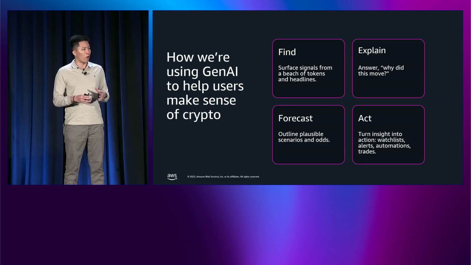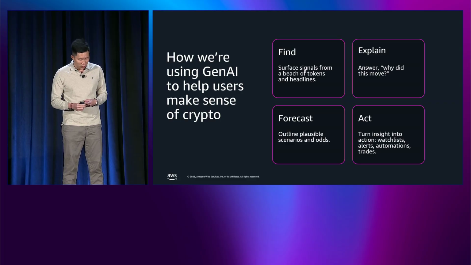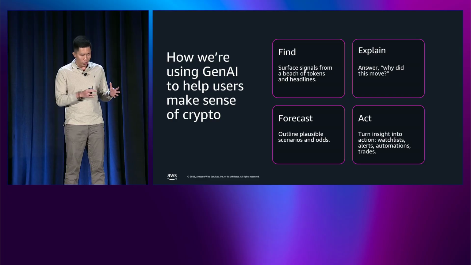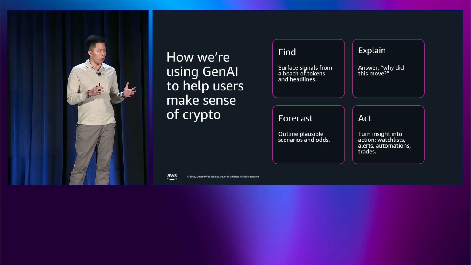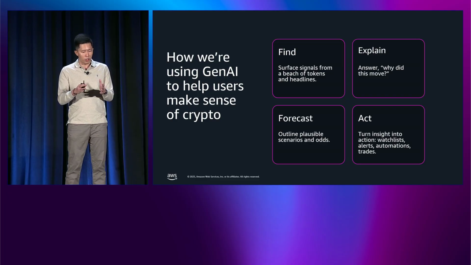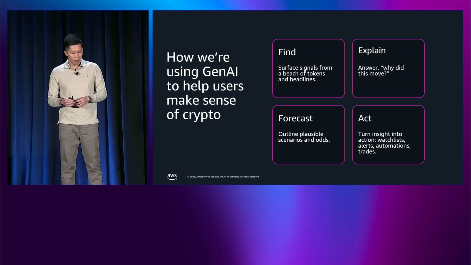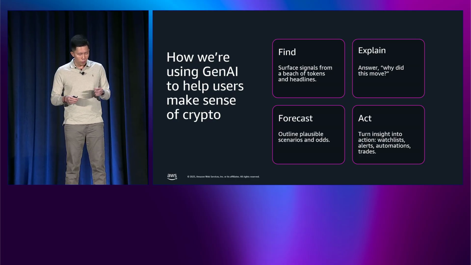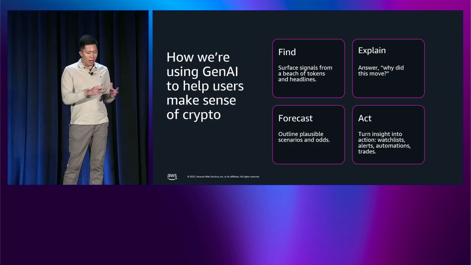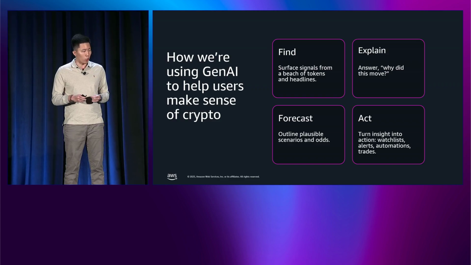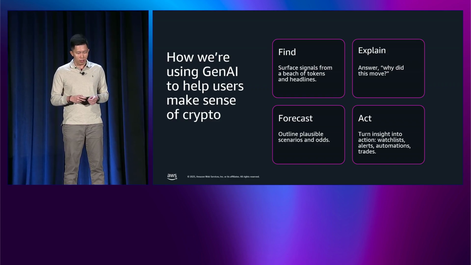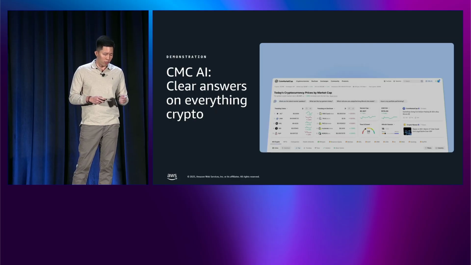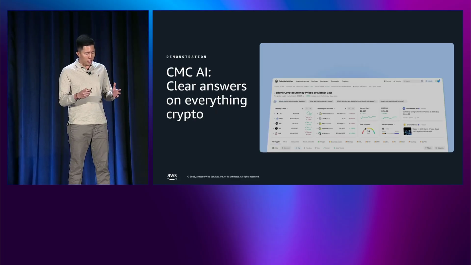Third, forecasts. Users want price predictions so that they can make money. They want potential scenarios, and although nobody has a crystal ball, AI can help lay out those options and give reasoning behind each of them. Fourth, act. Insight is only useful if you can act on it. We turn AI outputs into watch lists, alerts, and automations so users can act on these insights. Let me show you one of our use cases, what we call CMC AI. This is essentially a chatbot.